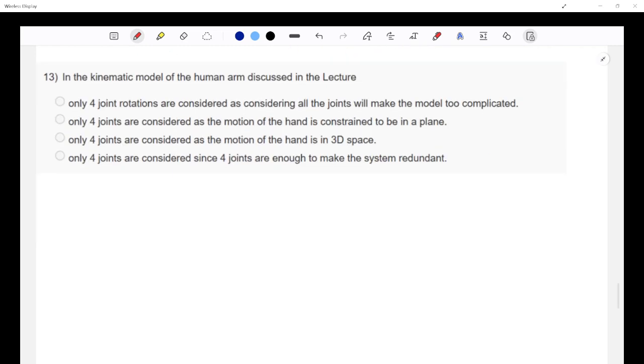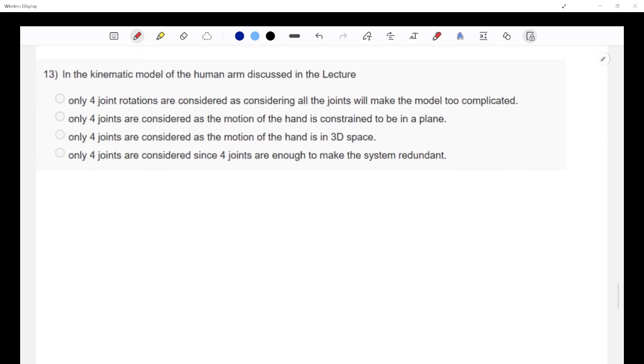Let's move to the 13th question. In the kinematic model of the human arm discussed in the lecture, only 4 joint rotations are considered, as considering all the joints will make the model too complicated. Only 4 joints are considered as the motion of the hand is constrained to be in a plane. Only 4 joints are considered as the motion of the hand is in 3D space. Only 4 joints are considered since 4 joints are enough to make the system redundant.